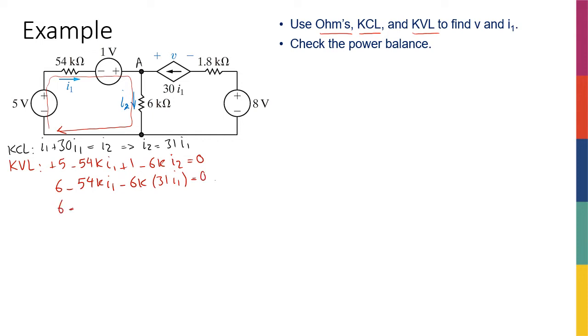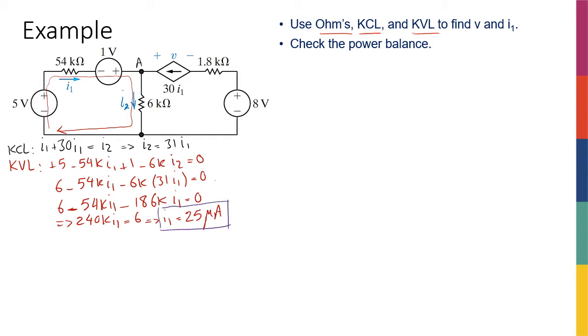So 6 minus 54k I1 minus 186k I1 is equal to 0. Therefore 240k I1 is equal to 6 volts. Therefore I1 is equal to, if you do the math, you'll find 25 microamp. Okay, so that's a good math practice for you guys as well. Make sure that you actually get that number. Okay, now I got the I1, which is one of the parameters that I was looking for.